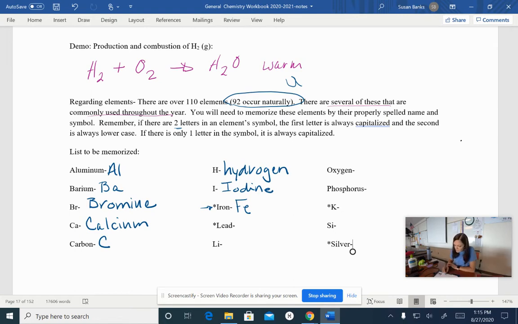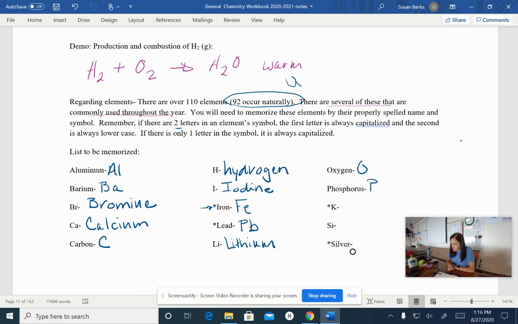Lead, also Latin. Lead, the symbol for that is Pb, for plumbum. Plumbum is the Latin word for lead. And so think about it, way back in Roman times, when they had plumbing, it was made with lead. That's why lead is called plumbum, and that's why plumbing is still called plumbing, because it's after plumbum. Lithium is Li. Oxygen is a capital O. Phosphorus is a capital P.